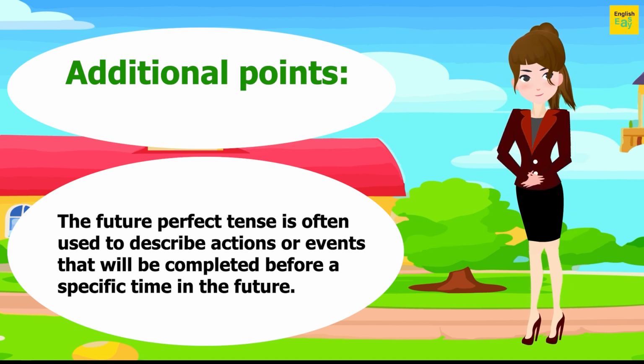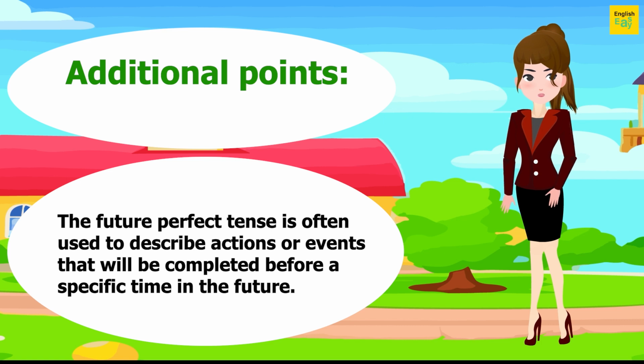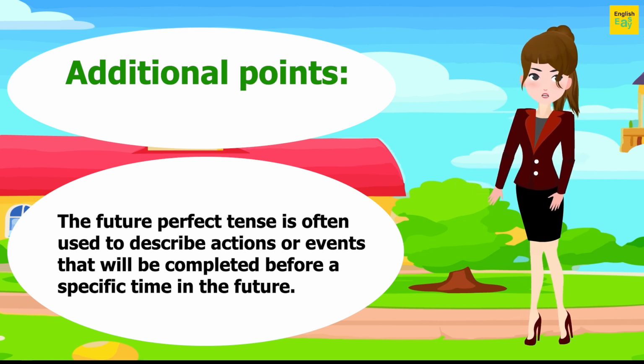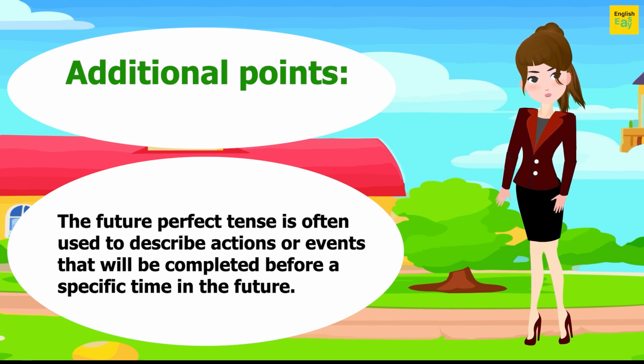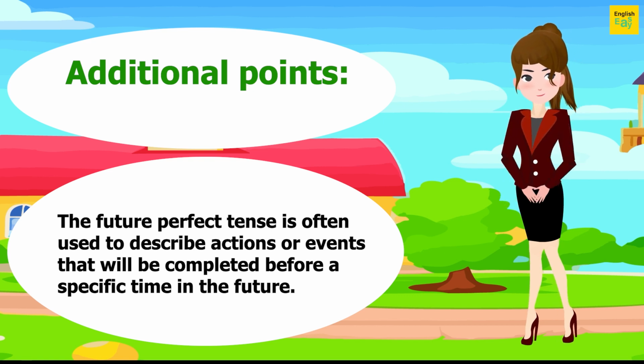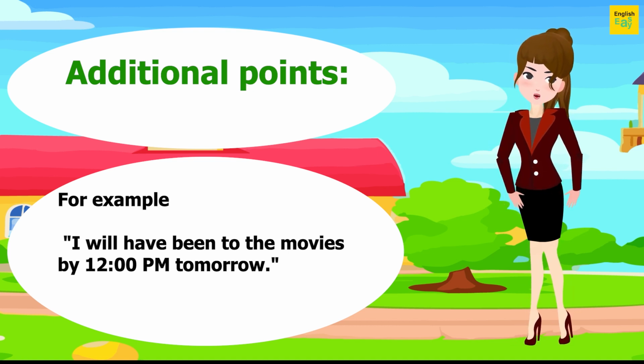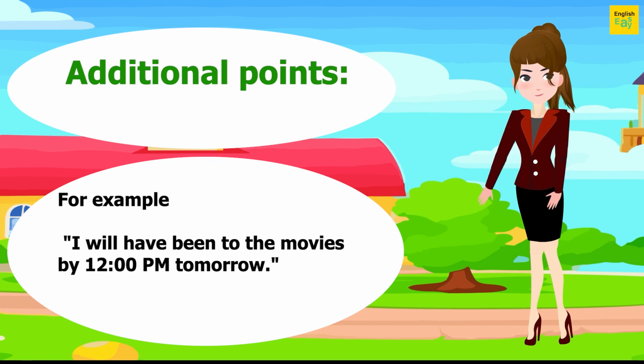Additional points. The future perfect tense is often used to describe actions or events that will be completed before a specific time in the future. For example, I will have been to the movies by 12 p.m. tomorrow.